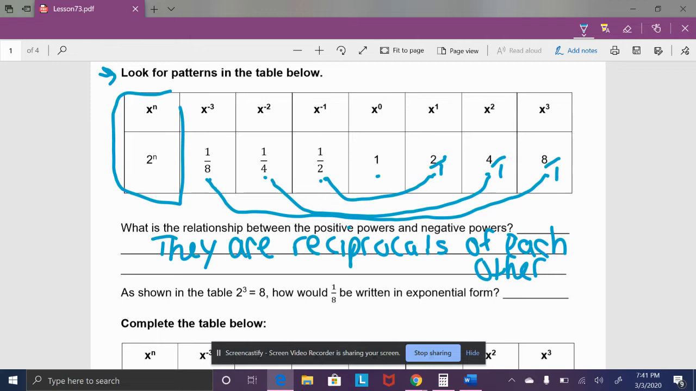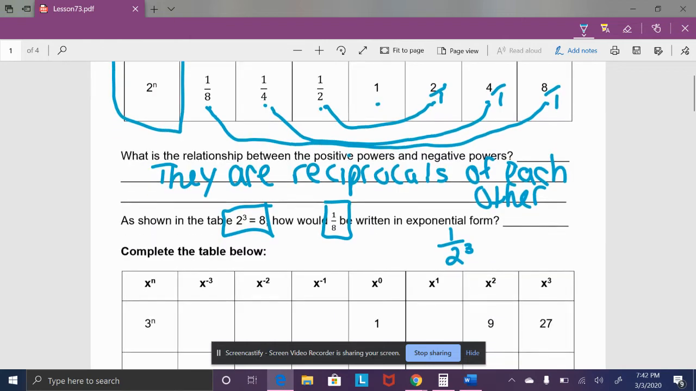So as shown in the table, 2 to the third equals 8. How could I write this in exponential form? Again, it's a reciprocal. So all I have to do is flip 2 to the third. When I flip it, it's 1 over 2 to the third. And that's the relationship we're going to have when it comes to negative exponents. A negative exponent does not give a negative answer. It flips the base. That's what it does.